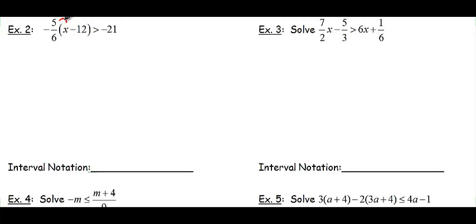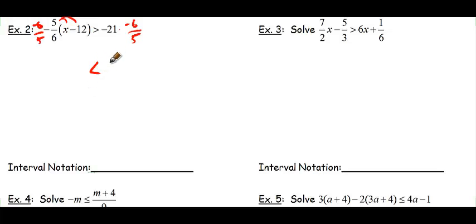You could distribute this 6/5 into it, but I really want to get it away from the x. So what I'm going to do is multiply by a negative 6 over 5 right off the bat. And it's going to make it go away from the left side and appear on the right. It's negative 6 over 5. Now, one of the key ideas is that anytime you multiply or divide by a negative, you have to flip the inequality. So that goes from being a greater than to a less than symbol.